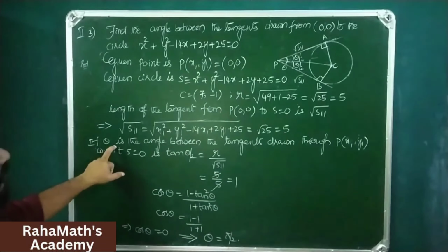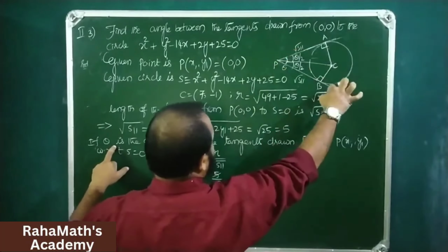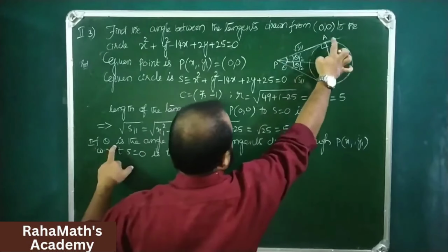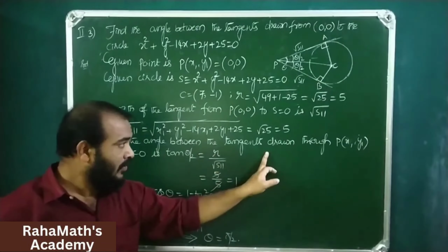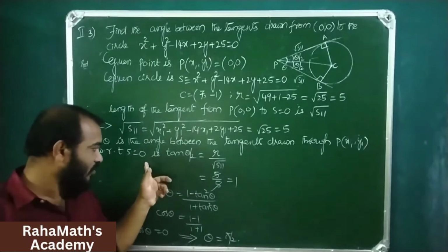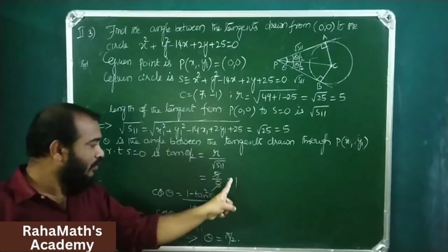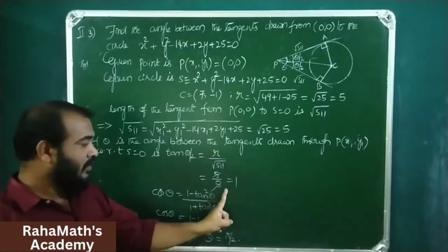So if theta is the angle between these two tangents drawn from P(x1, y1) with respect to the circle S equals 0, then tan theta by 2 equals r by root S11. R we have, root S11 we have, so 5 by 5 is equal to 1.